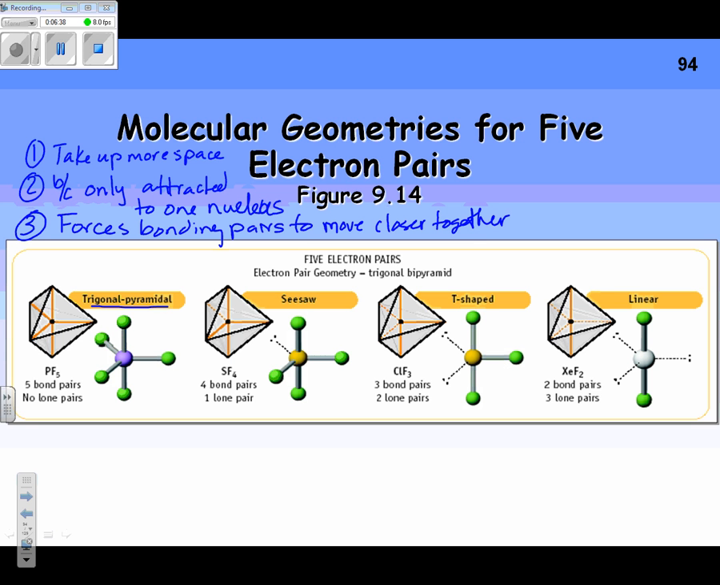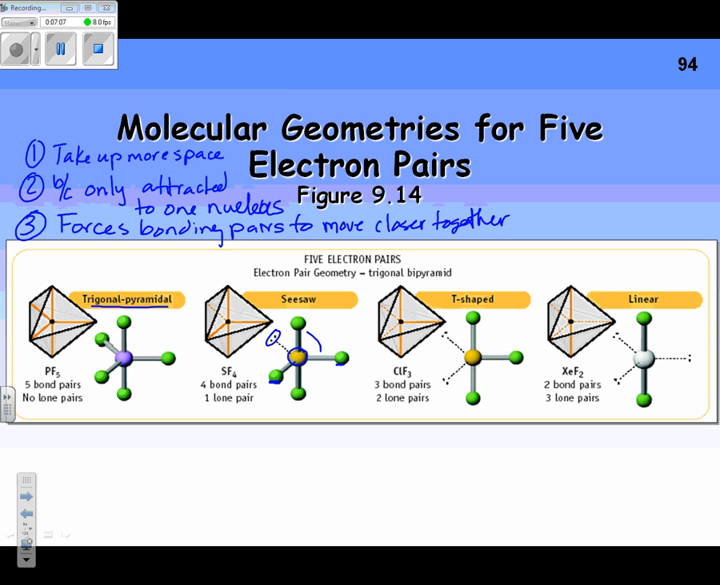All right, so if we have five things around a central atom, except one of those is an unshared pair, that unshared pair is going to take up more space because it's only attracted to one nucleus, and it's going to make the bonding pairs slightly closer together. This is called a seesaw shape, and if you set it down on two ends like this and this, it would kind of look like a seesaw if you see the three-dimensional models.